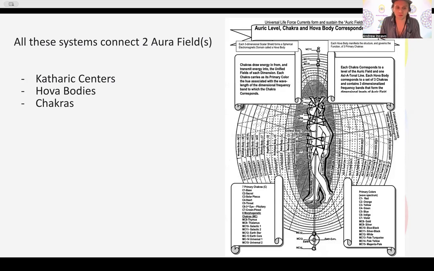Right? So I'm going to read here from the chart. Chakras draw energy in from and transmit energy into the unified fields of each dimension. Each chakra carries as its primary color and hue associated with the wavelength of the dimensional frequency band to which the chakra corresponds. Each chakra corresponds to a level of the auric field and one Axi-A tonal line. We'll speak about these in a second. Each hova body corresponds to a set of three chakras and contains three dimensionalized frequency bands that form the dimensional levels of the auric field.